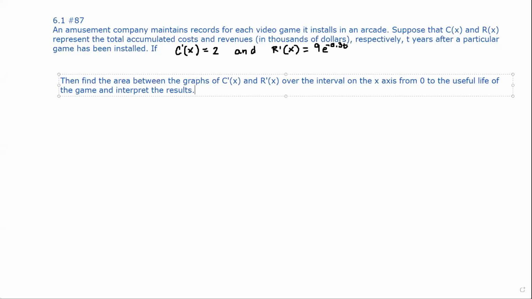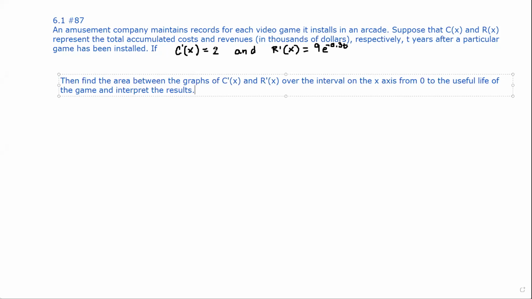In this video, we're going to look at problem number 87 from lesson 6.1. Here it says an amusement company maintains the records for each video game it installs in an arcade. Suppose that C of X and R of X represent the total accumulated costs and revenues in thousands of dollars, respectively, T years after a particular game has been installed.